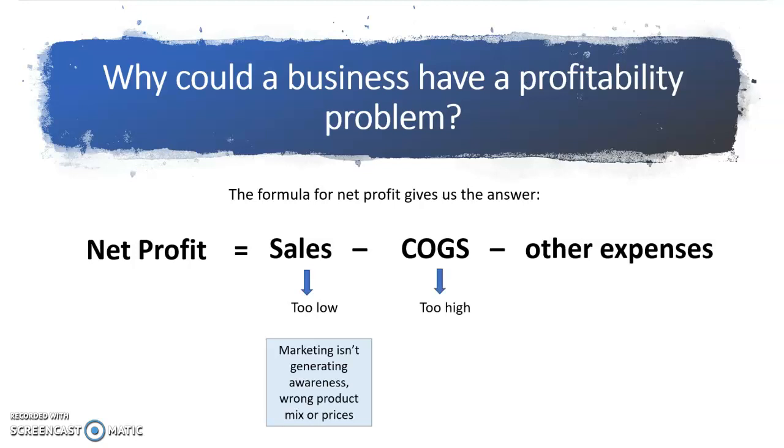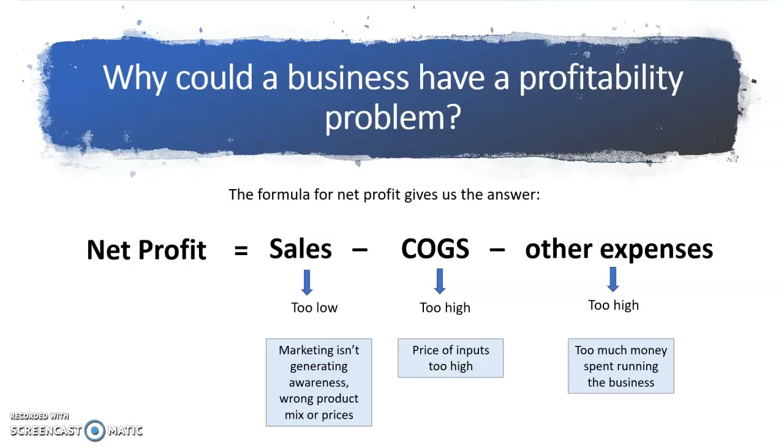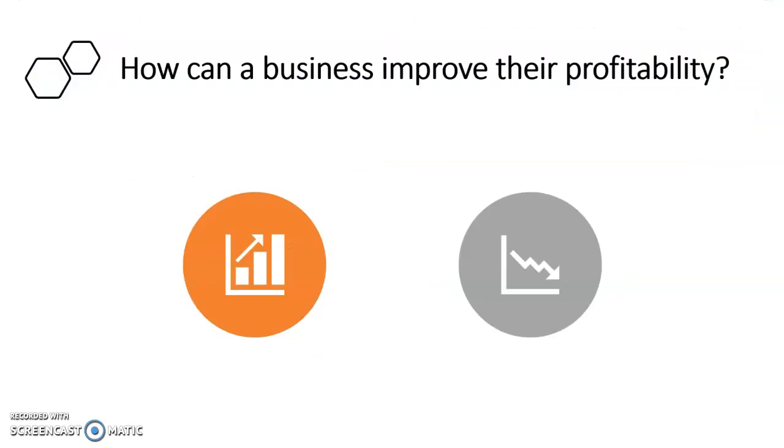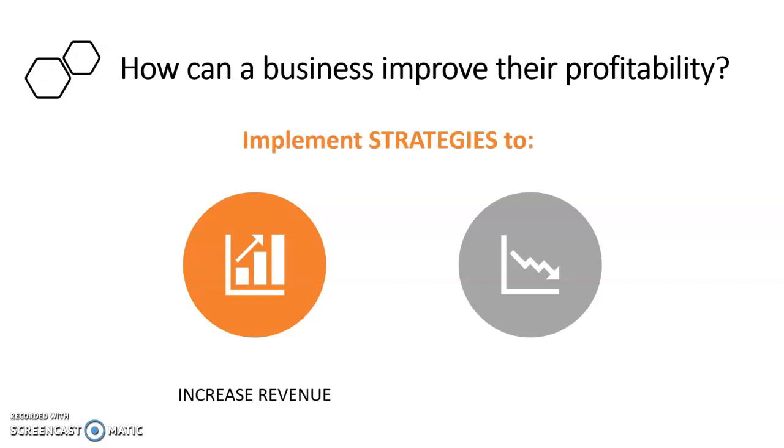It could be a problem with COGS. Our COGS could be too high, so our input prices are too high, or our other expenses are too high. And that means we're spending too much money on running various parts of the business. So how can we improve our profitability? Remember, it's all about Bob the Builder. We're going to implement strategies. Now, the strategies could be about increasing revenue or decreasing costs. So make sure you now move on to the videos related to calculating and interpreting the ratios.